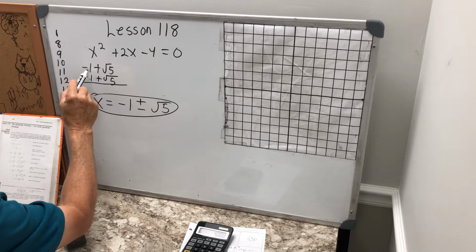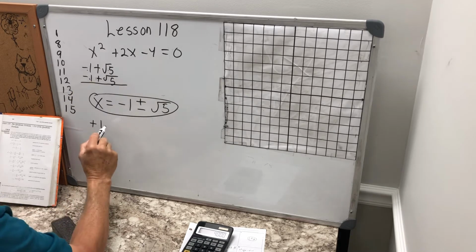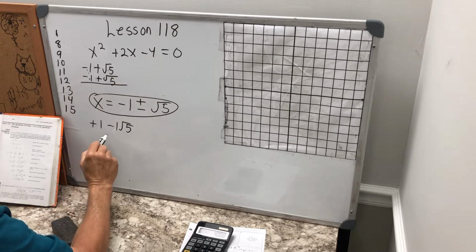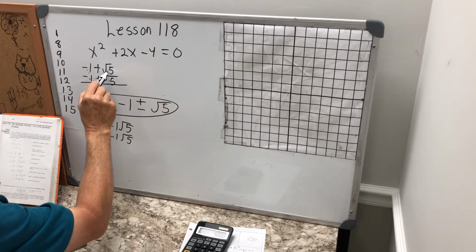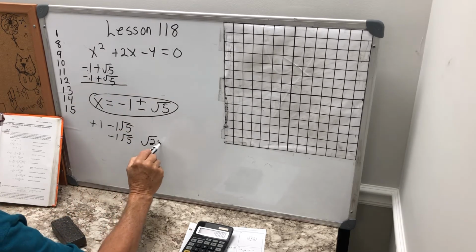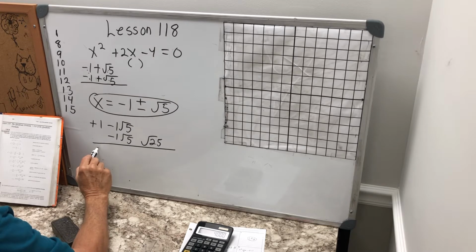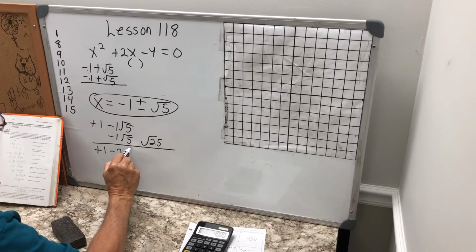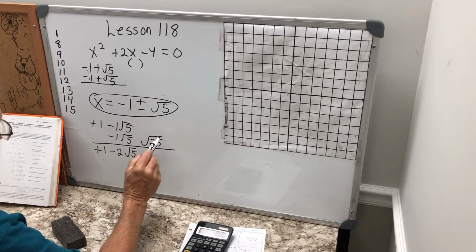Negative 1 times negative 1 is a positive 1. You agree with that? Negative 1 times the square root of 5 is a negative 1 times the square root of 5. Square root of 5 times a negative 1 is a negative 1 times the square root of 5. Square root of 5 times the square root of 5 is the square root of 25. We still have to put x over here also. So now I have a positive 1, a negative 1 and negative 1 is a negative 2 times the square root of 5, and the square root of 25 is a positive 5. Still with me? Still agreeing with me?